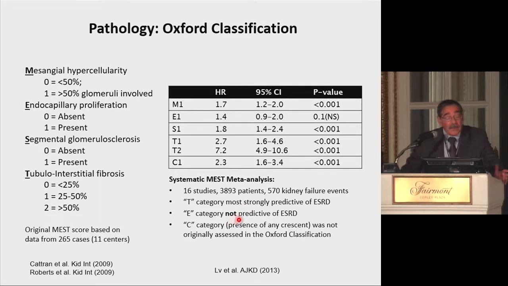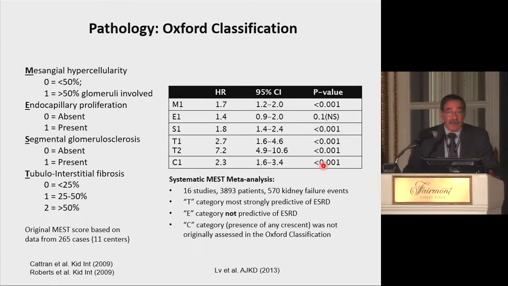The endocapillary proliferation wasn't even predictive. And a number of studies have found that the E is not important, but it's pretty hard to say MEST without, you need some vowel in there, so we leave it in, but again, it's not the important one. And crescents, which were not in the original classification, when they're looked at, they're significant. So if you had to pick the things that are most important, it's the T for tubulointerstitial fibrosis and C for crescents.